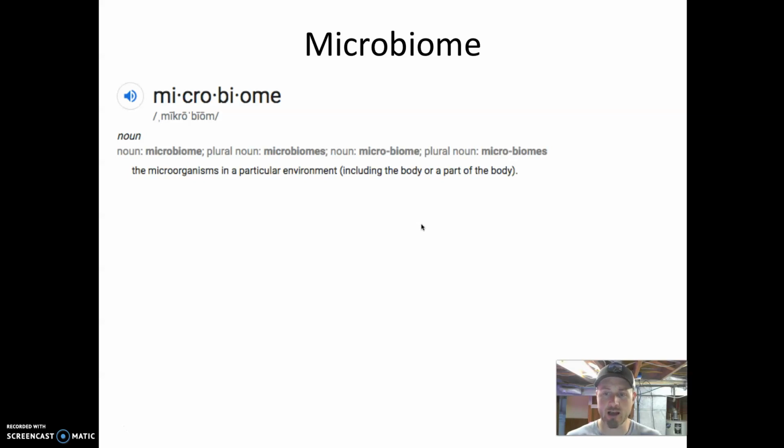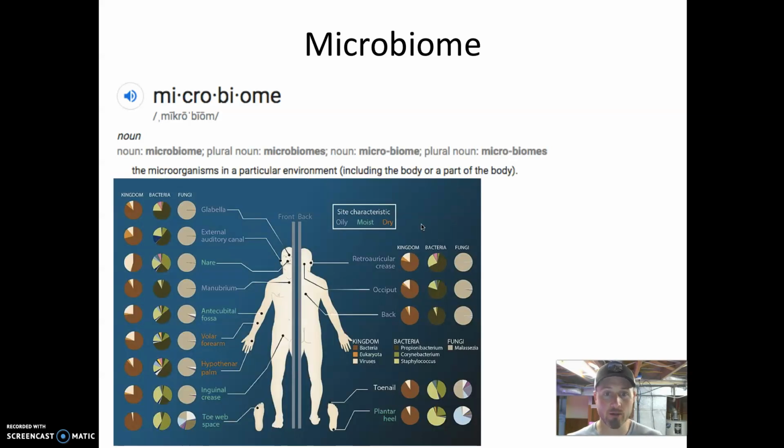And for this video, let's just think about the microbiome as being all of the microbes that exist on the human body or in the human body. And there are a lot of them. People have been quite interested in the microbiome and they've been studying it for years. So here's a chart that represents some of the diversity of microbes, where you find them on the body and which ones you find in different places on the body.